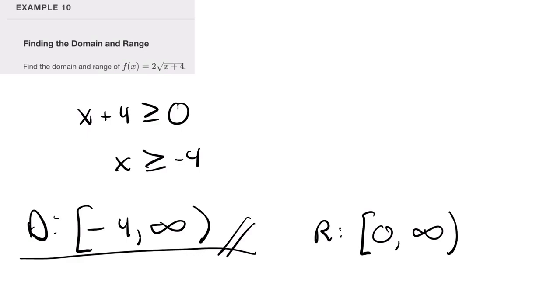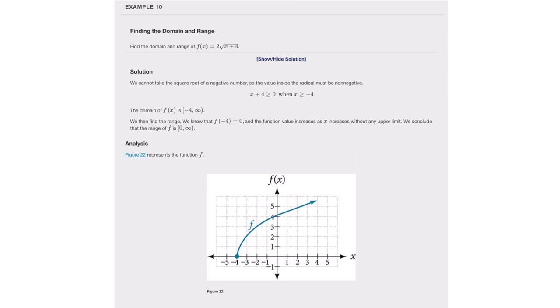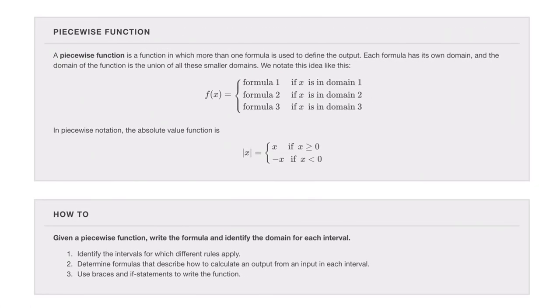We're almost there. A piecewise function is a function in which more than one formula is used to determine the output. Each formula has its own domain, and the domain of the function is the union of all these similar domains. We notate this idea in the following manner. In piecewise notation, the absolute value function is going to be x if x is greater than or equal to 0, and negative x if x is negative.